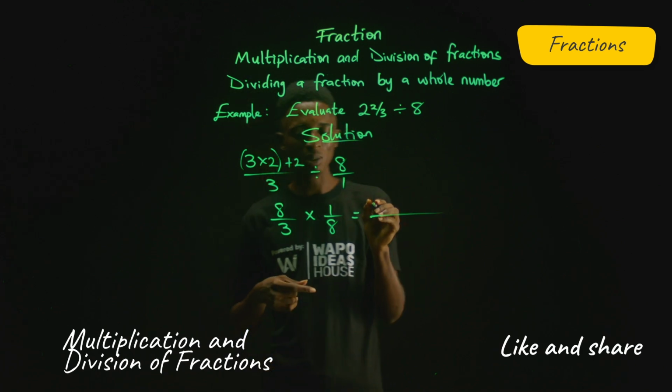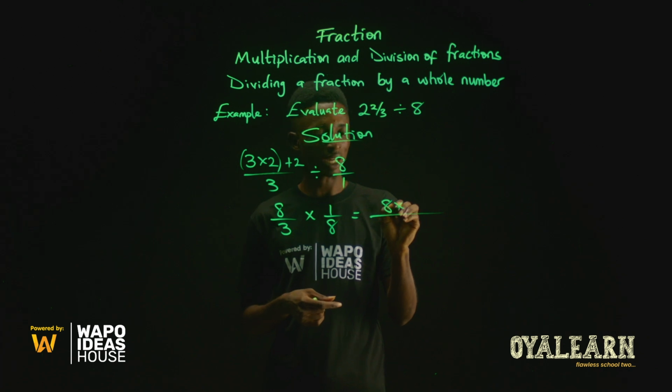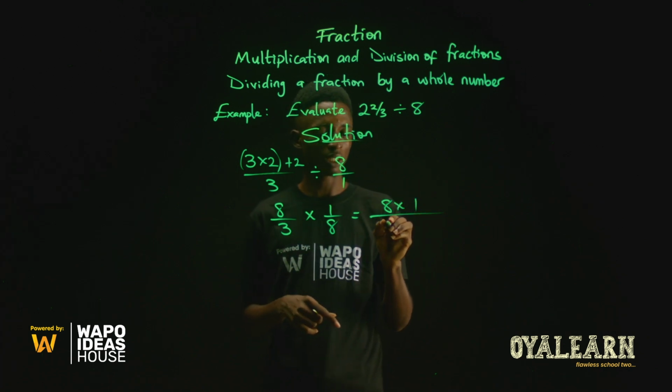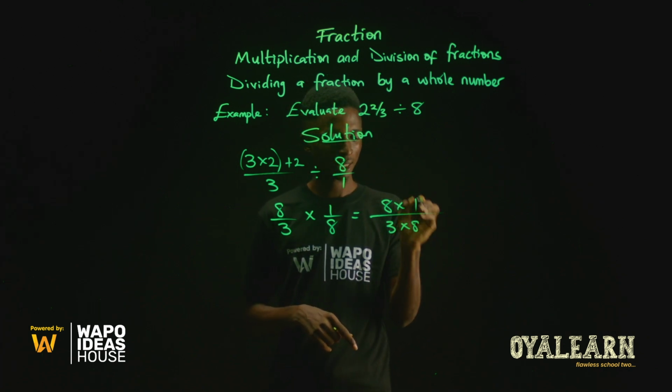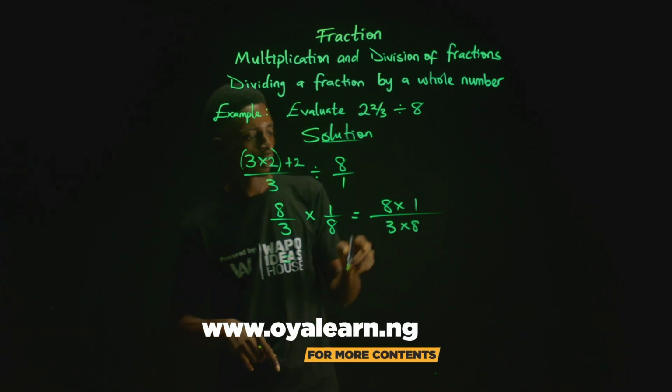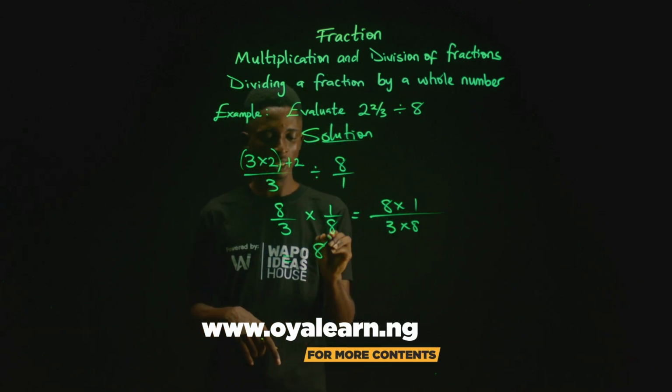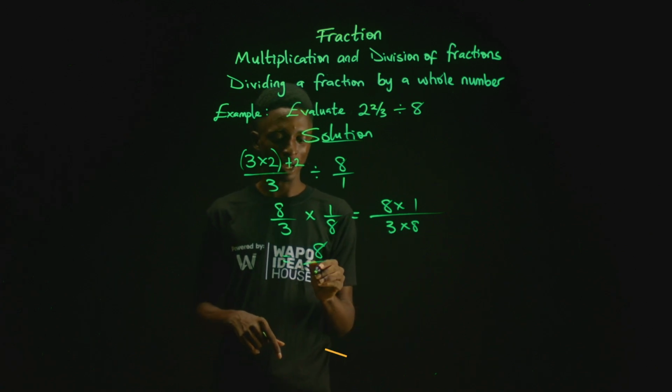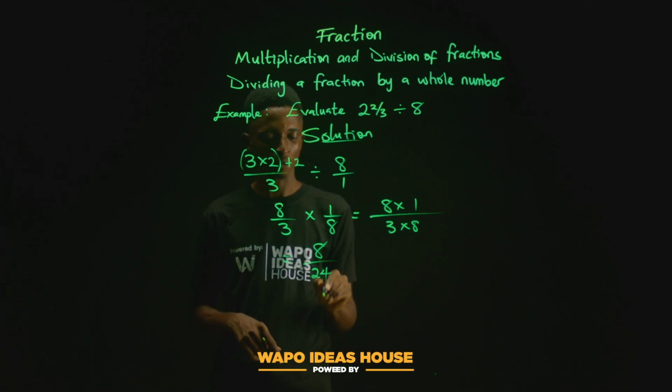Now, we multiply the numerators and we have 8 times 1. And for the denominator, we would have 3 multiplied by 8. 8 multiplied by 1 gives us 8. And 3 multiplied by 8 will give us 24.